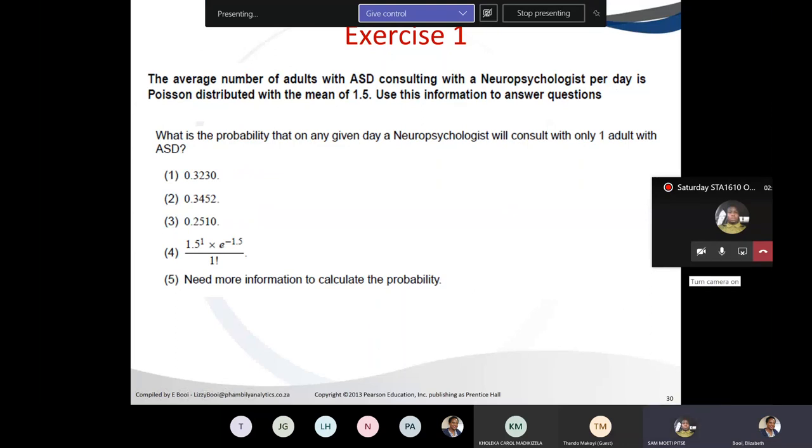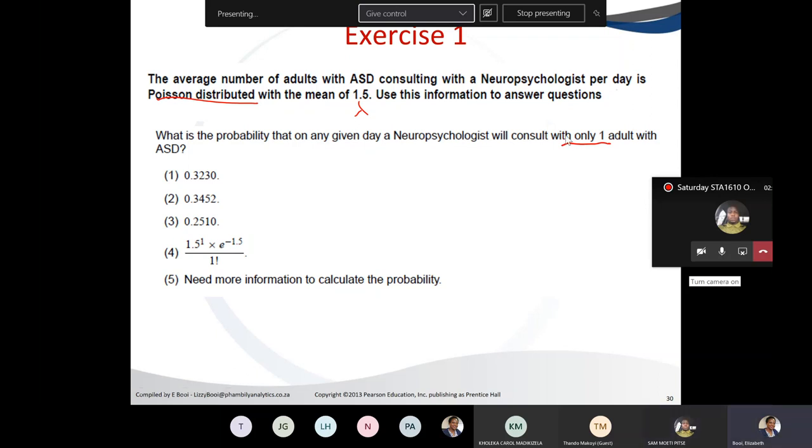So let's say we want to find the average. We are told the average number of adults with ASD consulting with a neuropsychologist per day follows a Poisson distribution with a mean of 1.5. So they give us here a lambda, which is the average, because we know that it is a Poisson distribution. Use the information to answer the question. What is the probability that on a given day, a neuropsychologist will consult only one adult? So the question says only one adult.